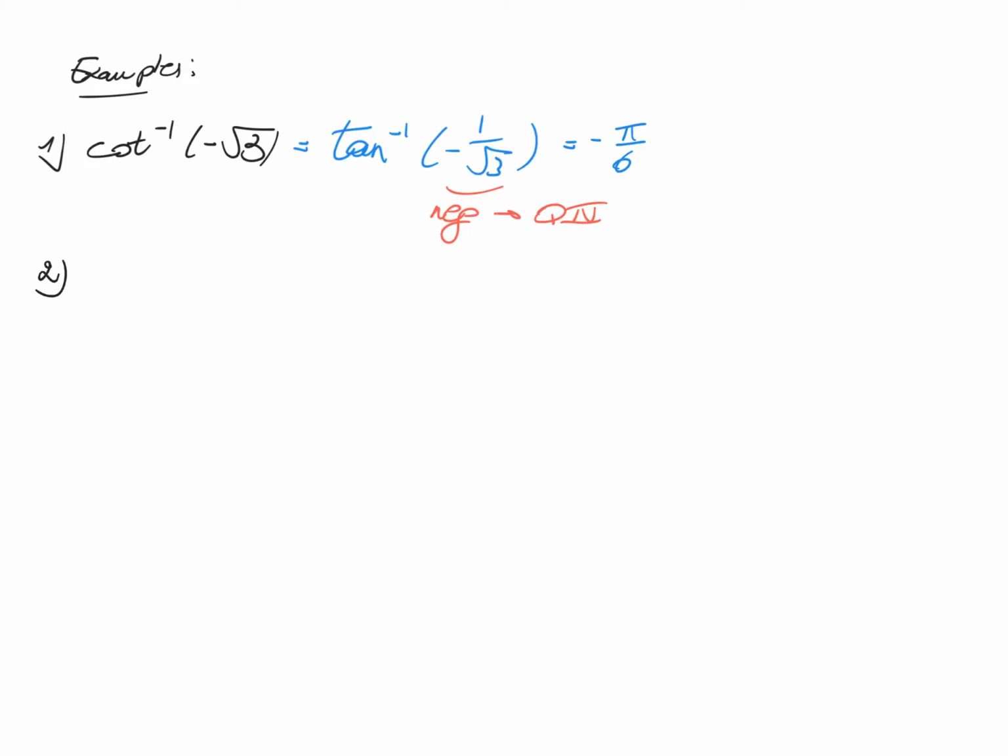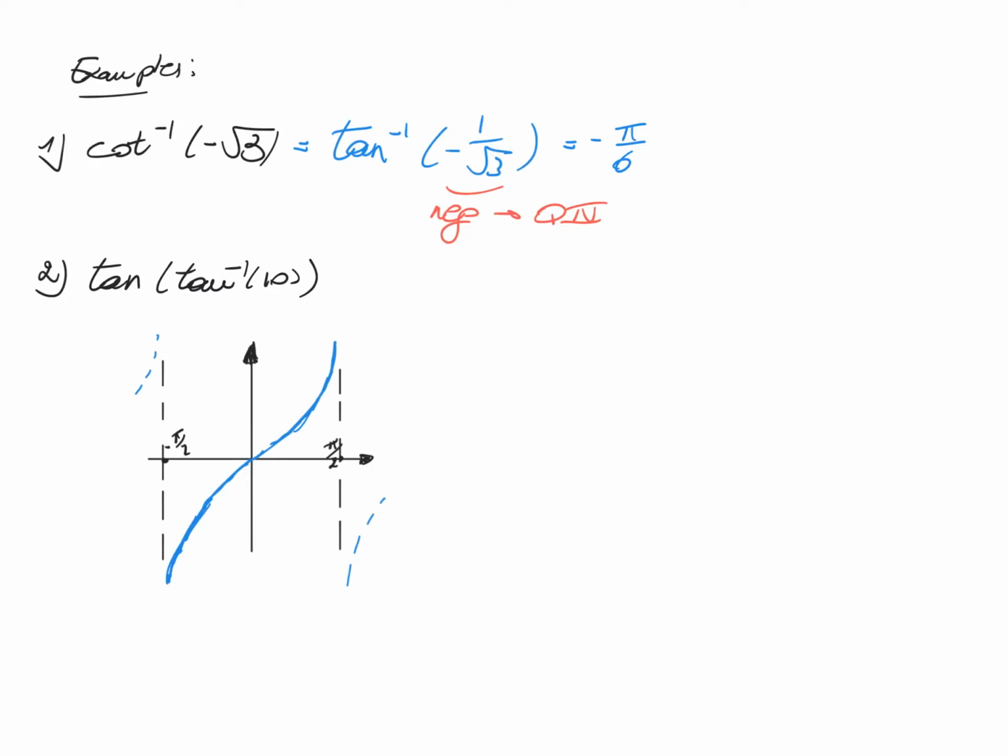Second one, calculate the tangent of tan minus 1 of 10. This one is extremely simple. If you look at the drawing for tangent, then you see that once you move back, so you go from 10, you move back to tan minus 1 of 10, arriving at the axis, and then you take the tangent again, you go back to 10. So the answer is just 10.